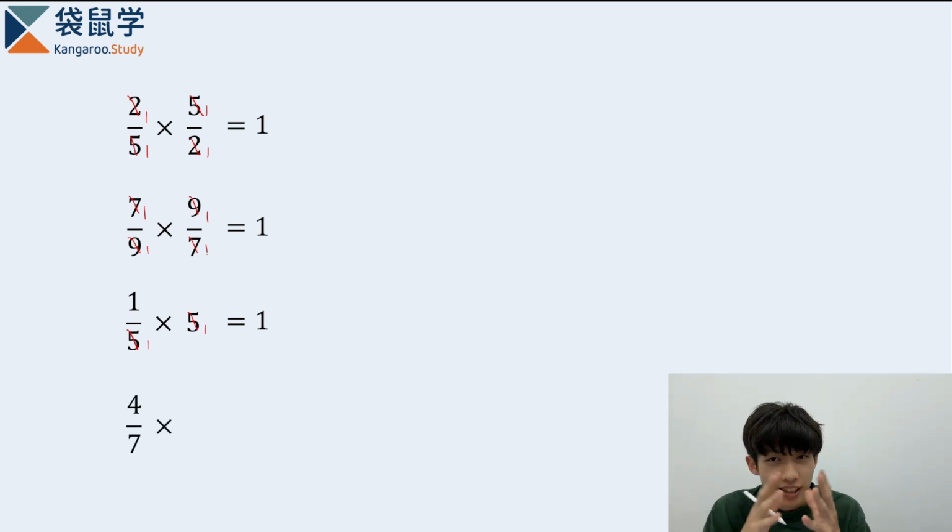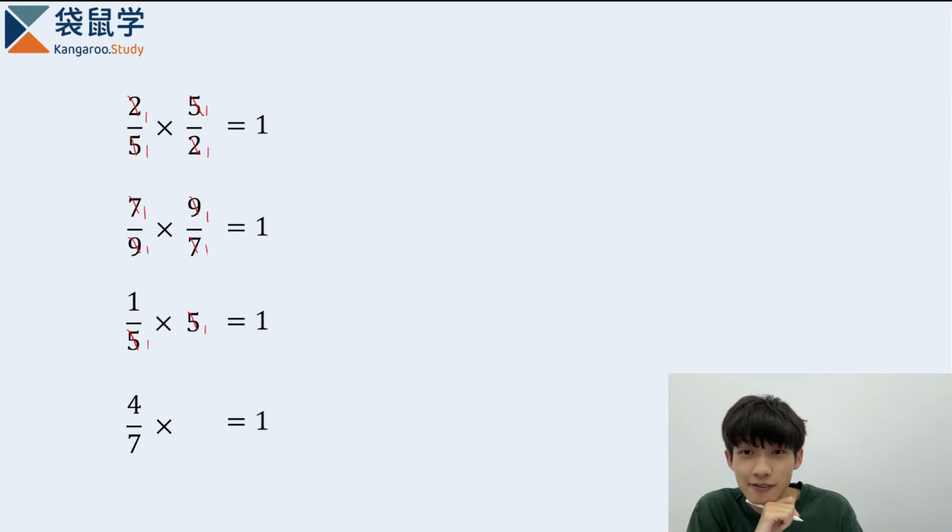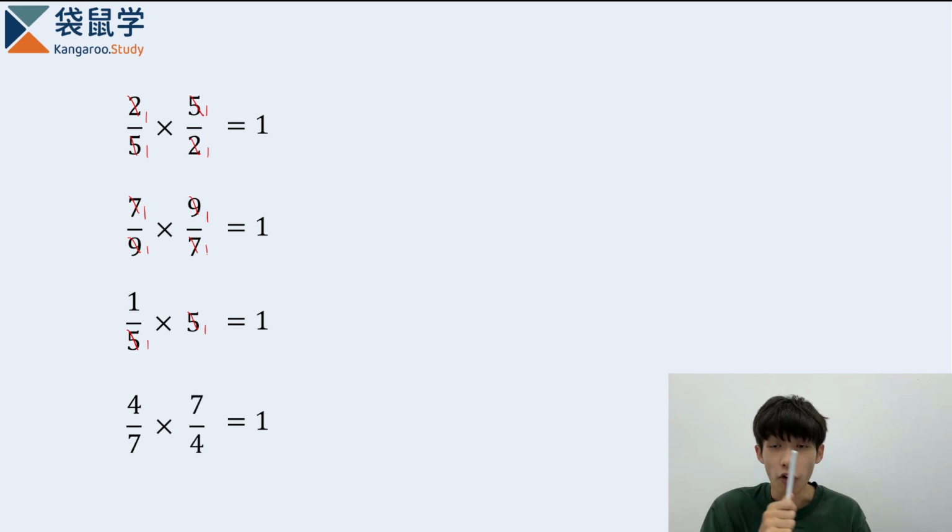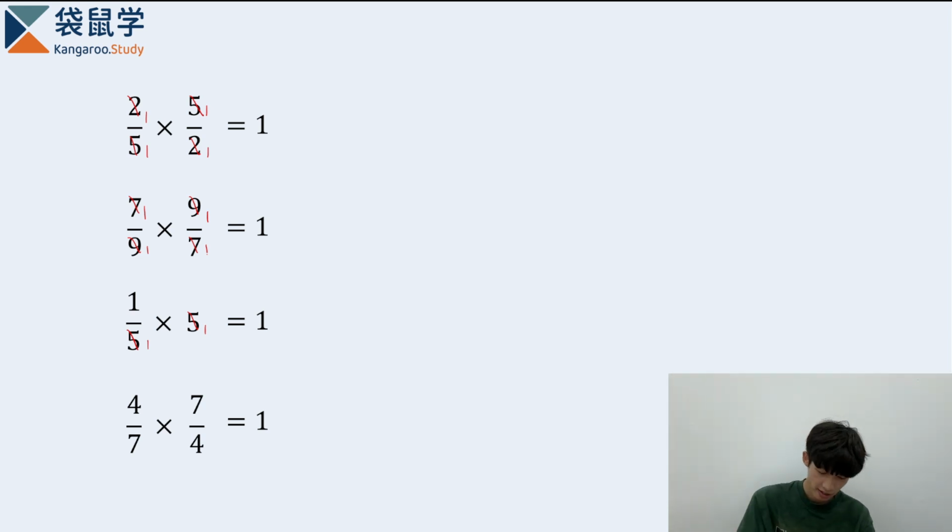And that brings us to this question. 4 over 7 times what number also gives us a product equal to 1? Think about it. Some of you may find the pattern and realize we can just put 7 over 4 inside. 7 can be simplified with 7 and give us 1, and 4 can be simplified with 4, so we also get a product equal to 1.